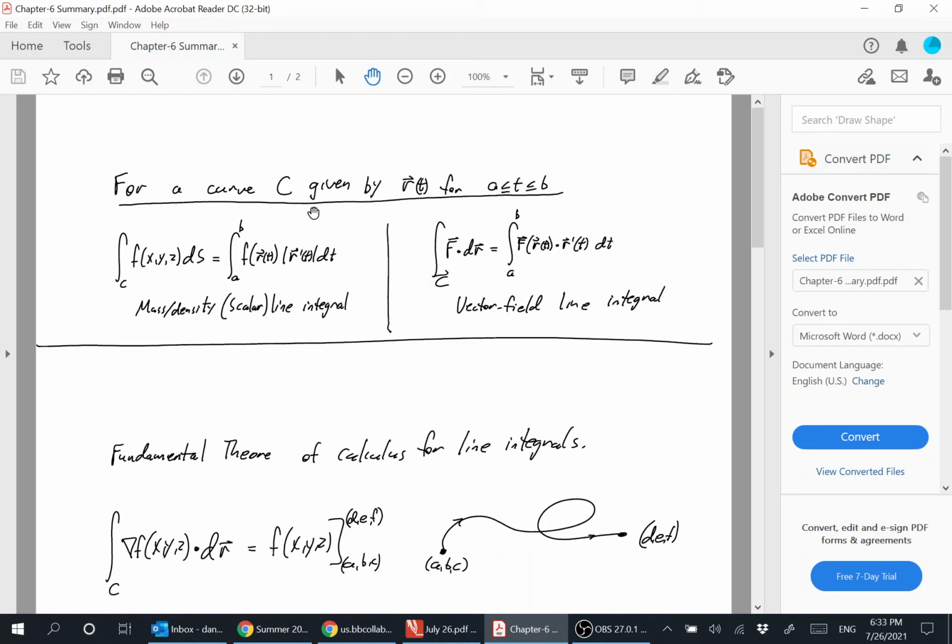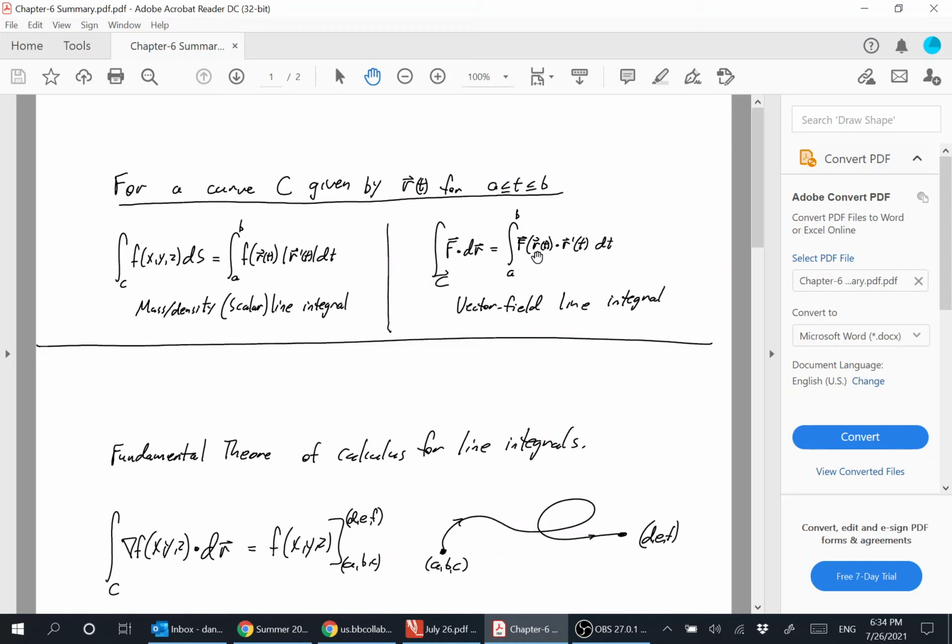So we went over 2 types of line integrals. For a given curve C, given by parametric function r of t for a less than or equal to t less than or equal to b, there's the scalar line integral, and then there's the vector field, the work-related line integral. This is the way it's typically denoted, the scalar integral. This is the way it's typically denoted, the vector field line integral. And the way it's evaluated is like this and like that.